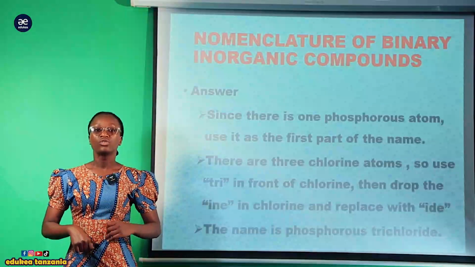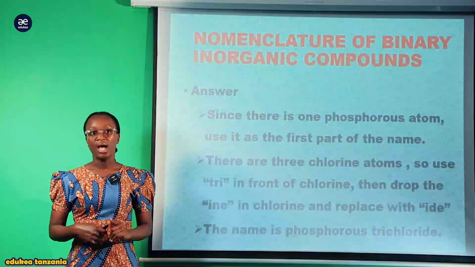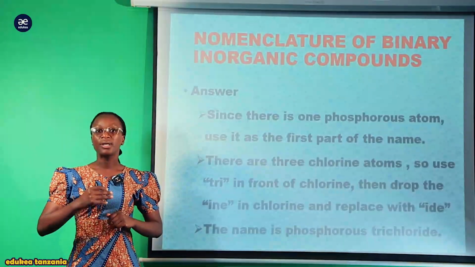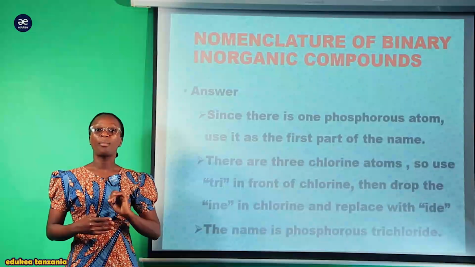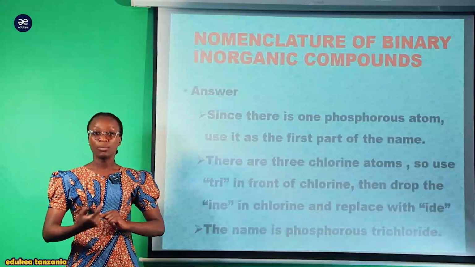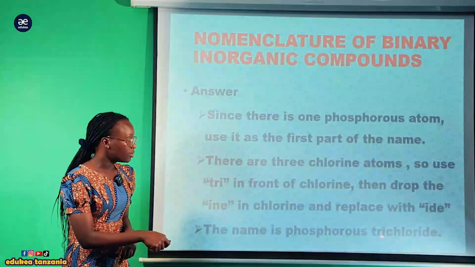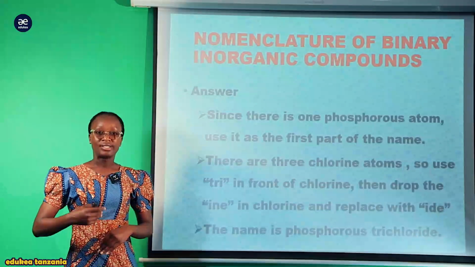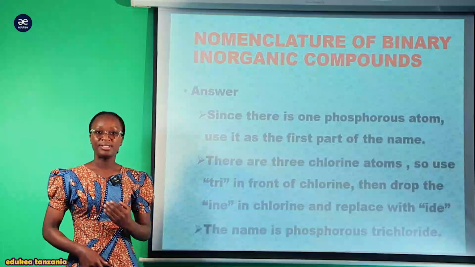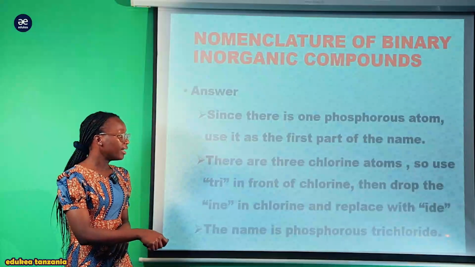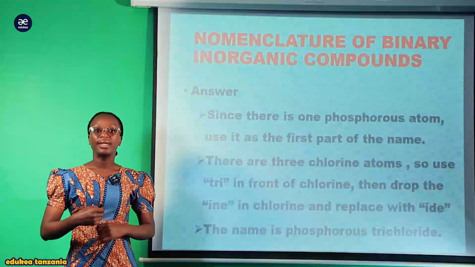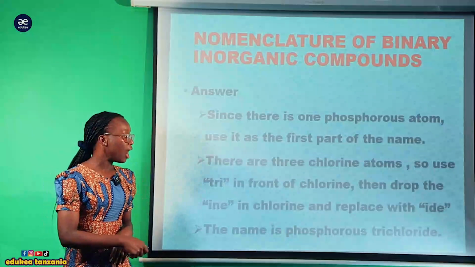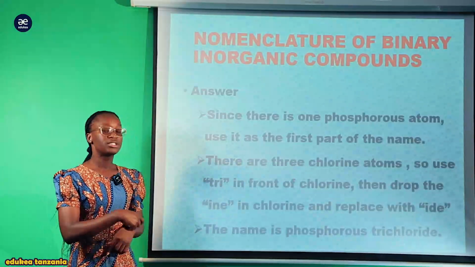So you see, tumeona kwamba kulikuwa na phosphorus moja so kwenye first part au first element, lakini kwenye second element tulikuwa kwamba tumeona kwamba atoms zilikuwa 3 na tumetumia zile prefixes tri. Na vile vile tumeconsider our steps ambayo anasema katika second part hakikisha umereplace I N E with IDE, as you can see. Kwa hiyo the name of your compound now is phosphorus trichloride.